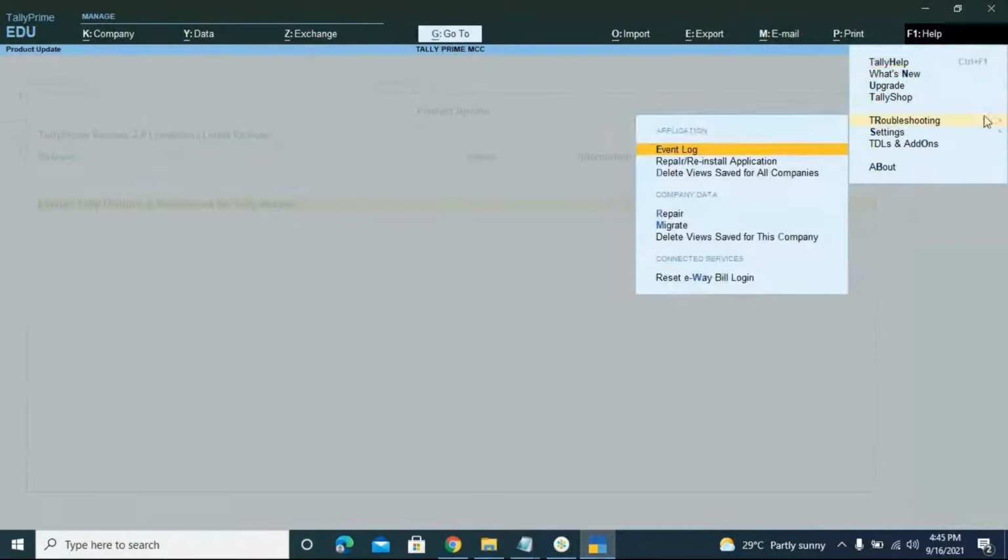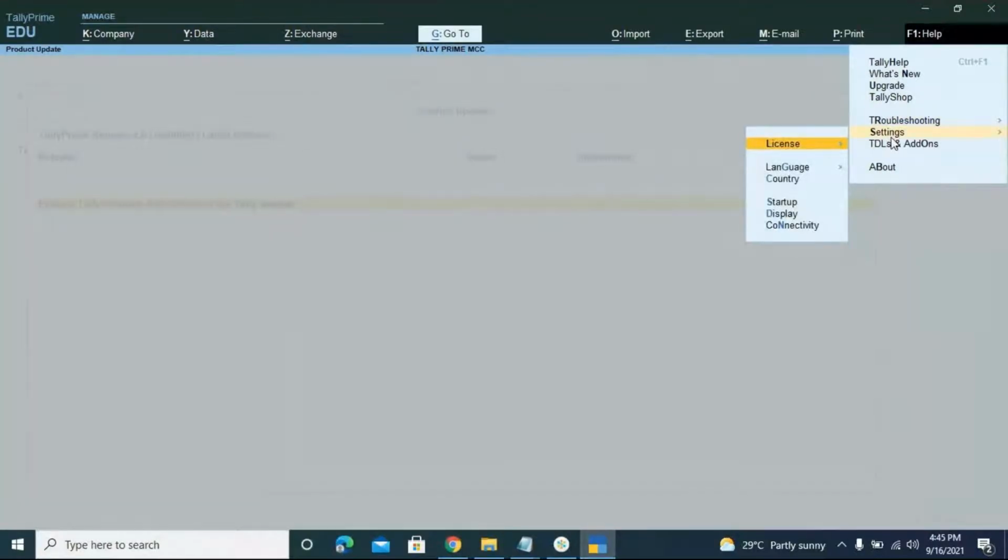Of course, we have the concept of troubleshooting. In case any repairs or any kinds of errors have taken place, we can go for the troubleshooting options. That can be done where we can reset even the e-waybill logins. Suppose there are any issues in logging in for the e-waybills, or in case we have to go for the migration of company data, let's say from ERP 9 to Prime, we can go in for it.